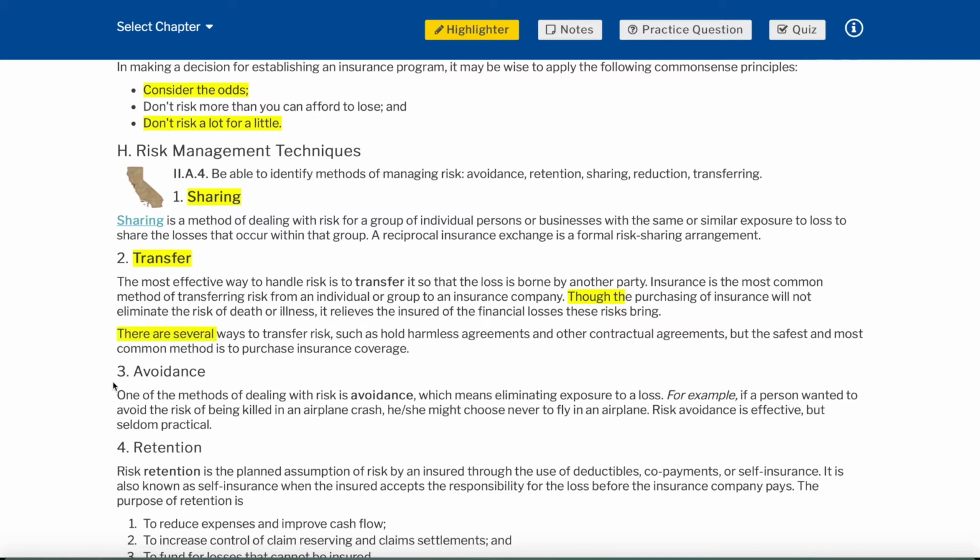There are several ways to transfer risk, such as hold harmless agreements and other contractual agreements. But the safest and most common method is to purchase insurance coverage.